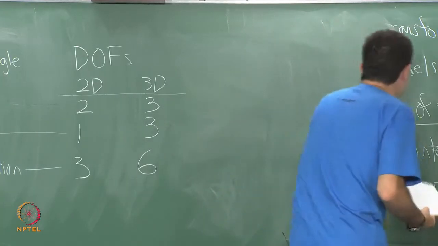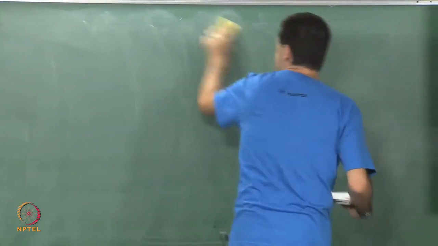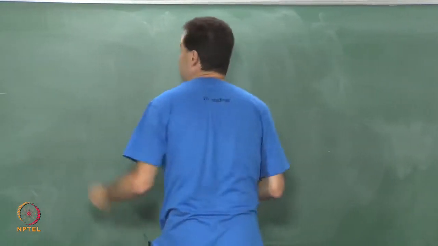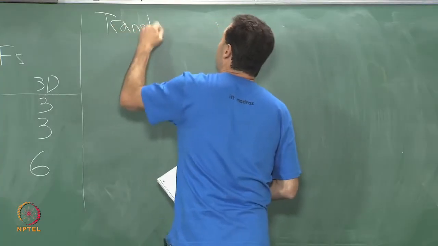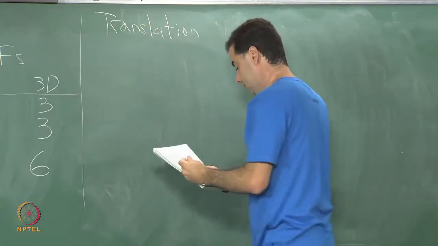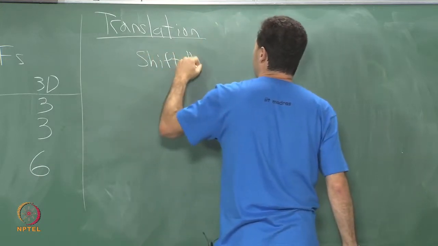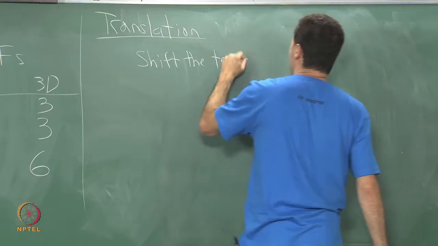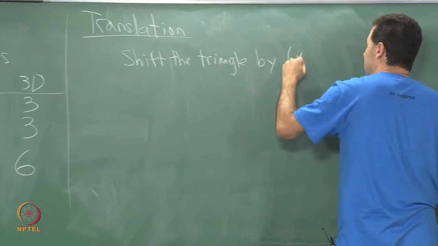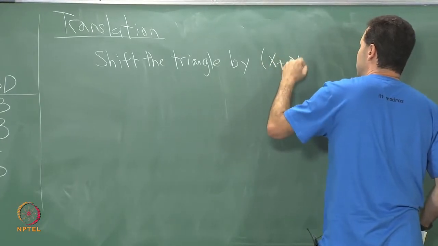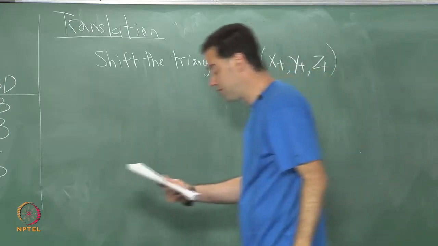So let's start off with the very easy case, just for completeness and consistency, even though this one should be so simple that you might be a bit bored. So translation. So suppose we just want to essentially shift the triangle by some amount. I'll write it as x sub t for translation, y sub t for translation, and z sub t for translation. So we want to shift it by some amount.